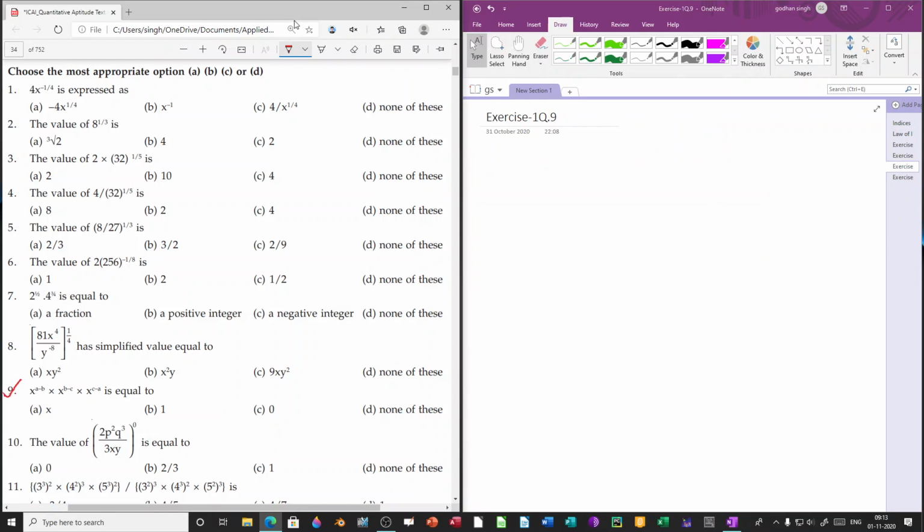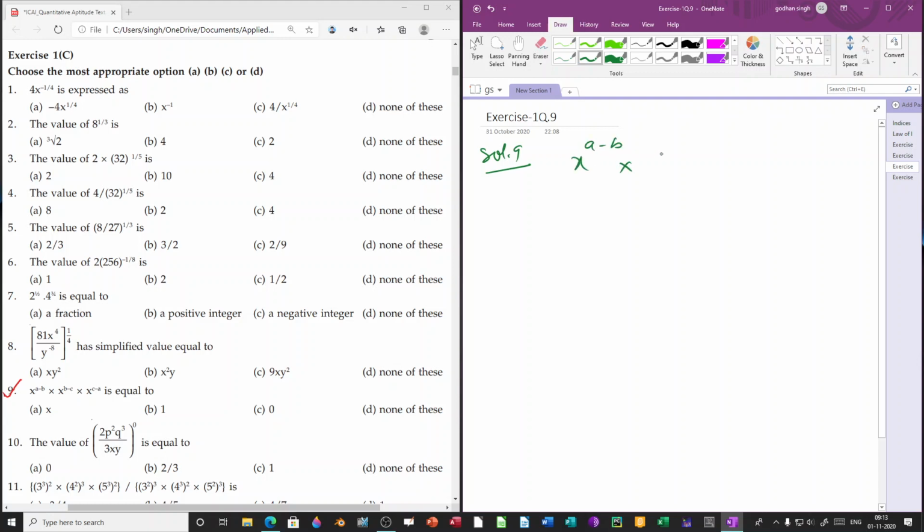x raised to the power of a minus b into x raised to the power of b minus c into x raised to the power of c minus a is equal to. So solving question number 9. Solution 9: x raised to the power of a minus b into x raised to the power of b minus c into x raised to the power of c minus a. So here x is the base, a minus b is the index. Here x is the base, b minus c is the index. Here x is the base and c minus a is the index.